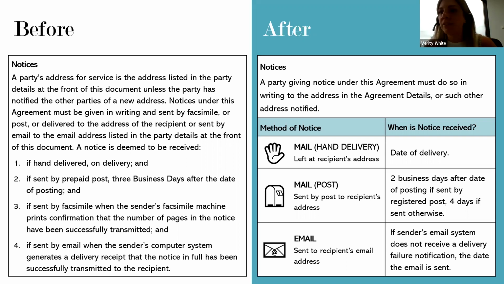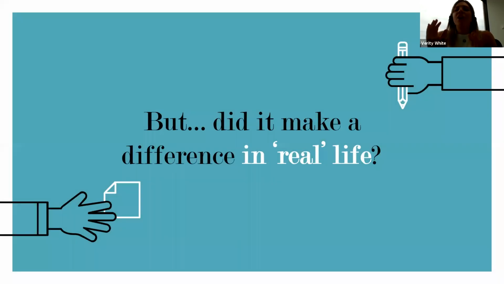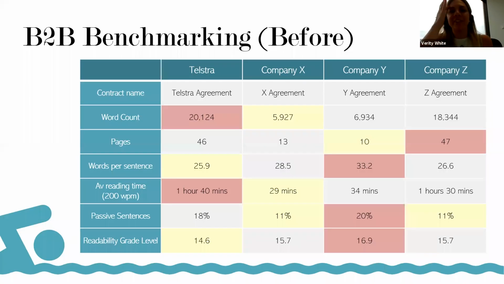And again, back to processing fluency, if it's easy to read, it must be true. So it's going to be an easier read for your contract users and easier for them to locate information, and also adds to that overall likability. So now let's see what happened in real life.